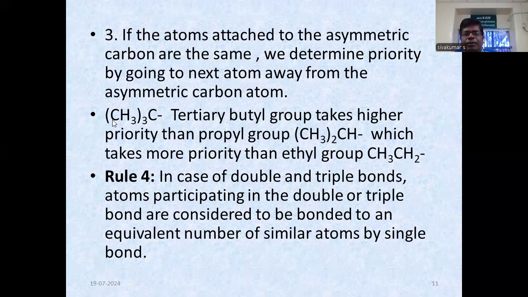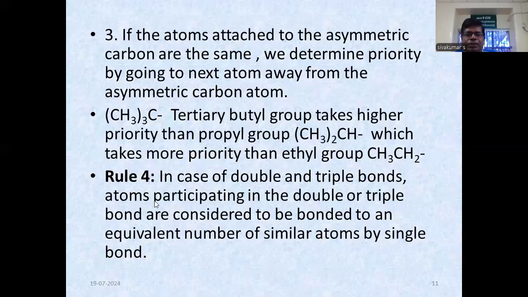Because all these are carbon atoms, but how many carbons are attached to the asymmetric carbon? Here 3 carbons are attached to the asymmetric carbon, here 2 carbons, here 1 carbon. Therefore, the priority should be assigned to the group with the higher number of alkyl groups.